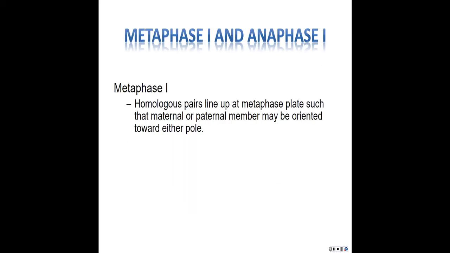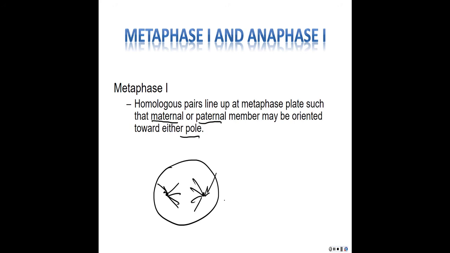Metaphase 1. After that crossing over occurs, the homologs pair up at the metaphase plate. It is completely random which side the maternal and paternal members are oriented. When we say toward either pole, the pole they're talking about is the centrosomes. So when we have the spindle formed like this, these are the poles that they're talking about in this slide. And so mom's is over here and dad's is over here, or it's the other way around.